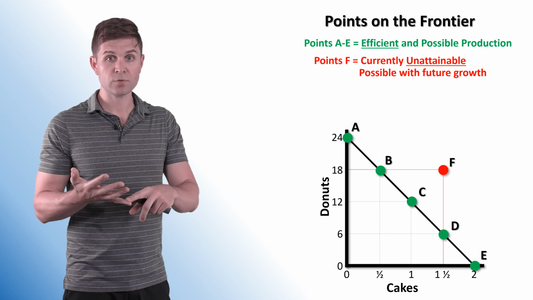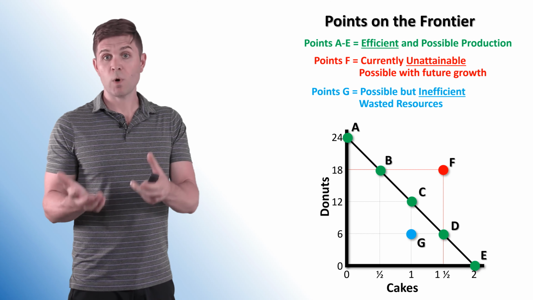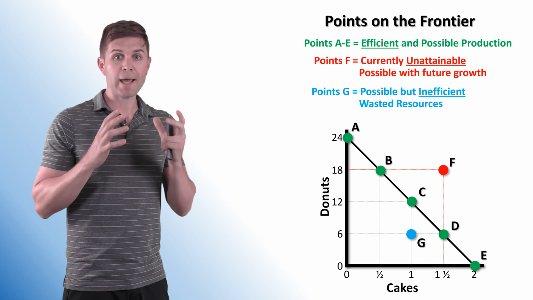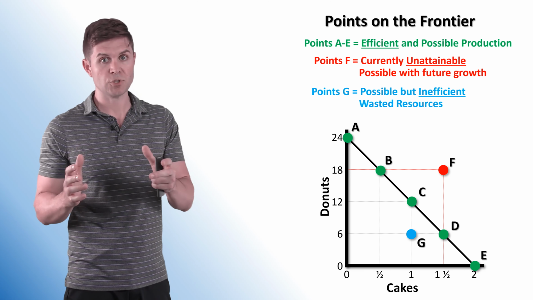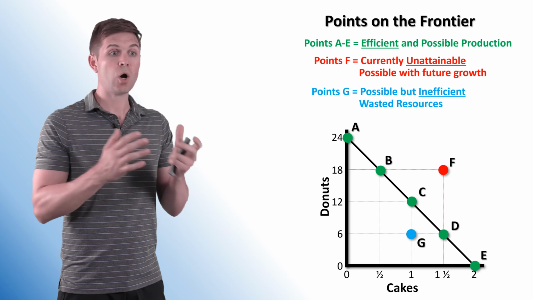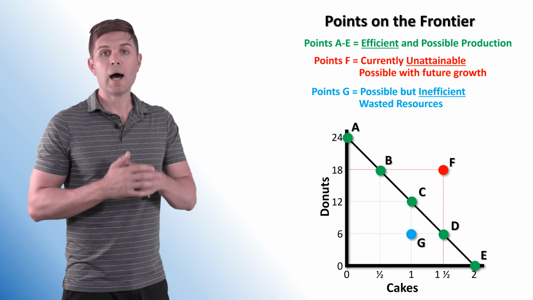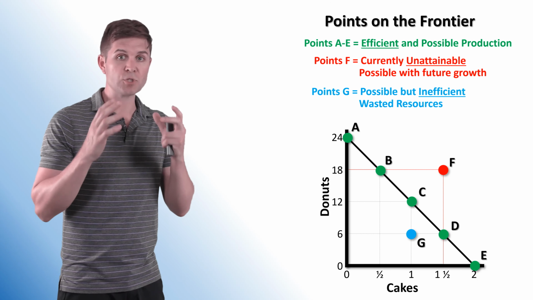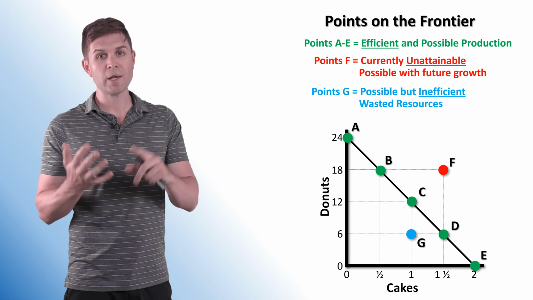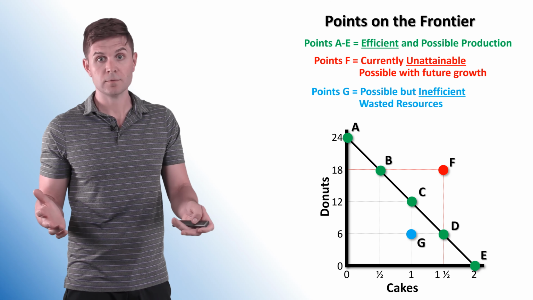Now, point G, this is a point, it's possible, but it's inefficient. We're wasting resources. So at 6 donuts and 1 cake, we could produce more cakes. We could produce more donuts. We are able to do this, it's just inefficient. In some situations in the economy, high levels of unemployment might cause this or might be a result of this. Factories being shut down, machines not being used. So it's inefficient because we are wasting resources or they are sitting idle.